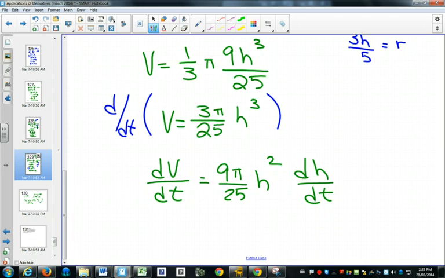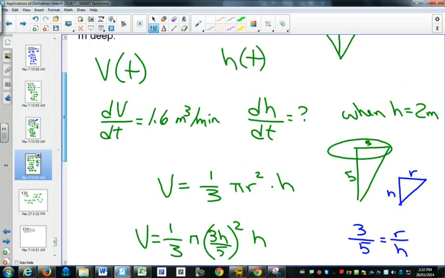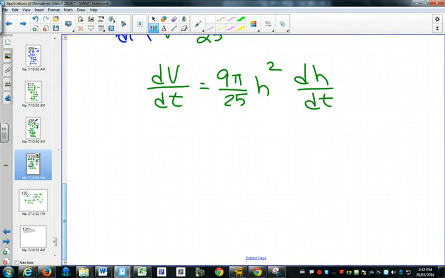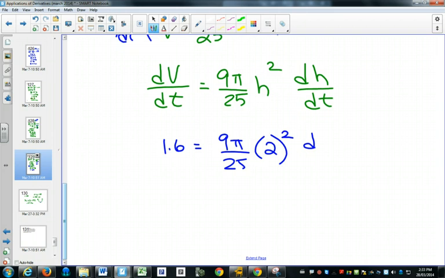Now what do we know and what do we want to find out? We know the change in volume over time was 1.6, and we're finding it when h is 2. So now we can plug in 1.6 equals 9 pi over 25, 2 squared, dh/dt. Somebody have their calculator handy.